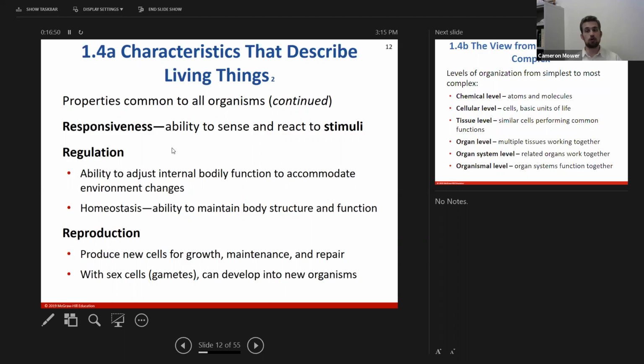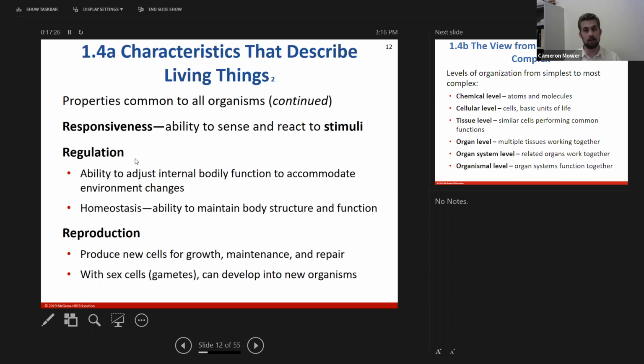Responsiveness, the ability to sense and react to stimuli. If somebody slaps you across the face, then you are going to react in some way to that stimulus. Regulation, this is going to be the ability to adjust bodily functions to maintain an internal balance in the body. And that's really what homeostasis is. Homeostasis is going to be the ability of your body to maintain a balance. Homeostasis. Remember that. That's a term that you guys need to understand and know.